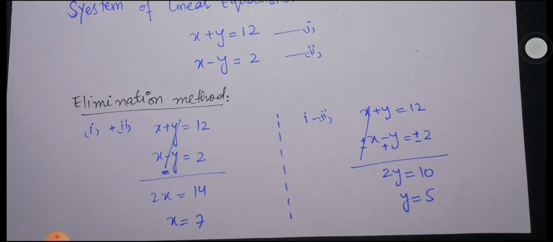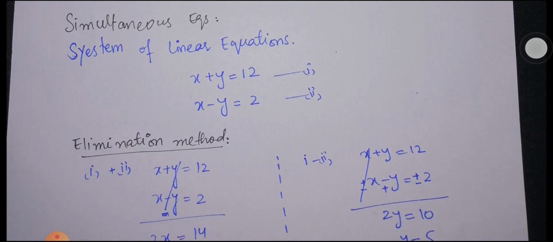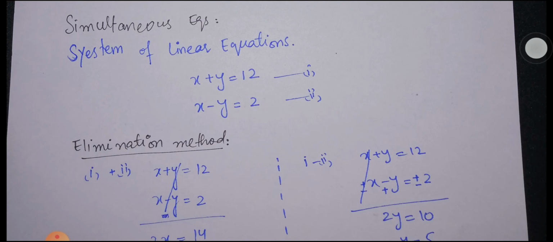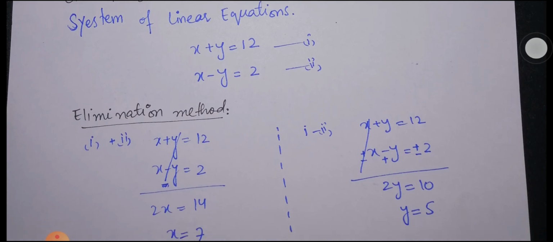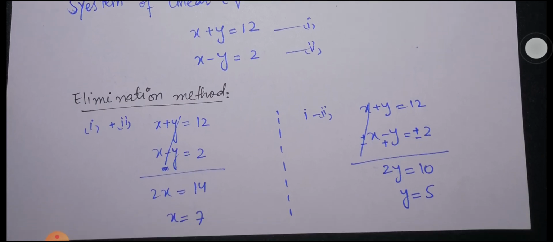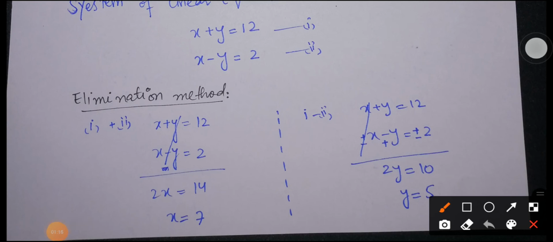There are two methods to solve the system of linear equations, or to simultaneously solve the two equations: elimination and substitution. At first we will discuss the elimination method. In the elimination method we eliminate one variable. If you want to eliminate y, we simply add the two equations, because in the elimination method we have to cancel out one variable. And how can we do it?